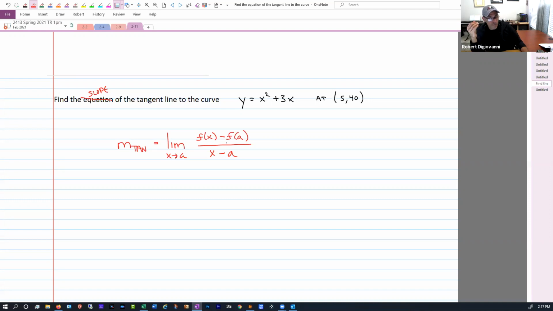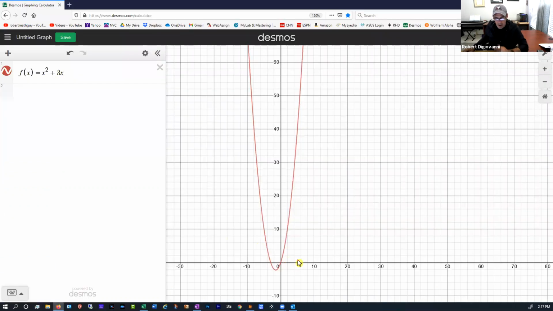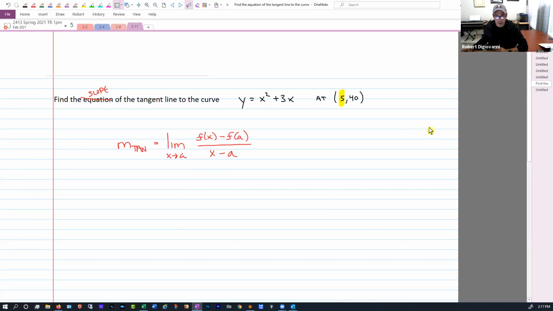Now, for us here, what's a? 5. Okay, a is 5. That's the x coordinate that we're approaching. So if you go back to that picture we had of the graph, we had (5, 40). So we're going to be approaching 5. So that's your a.